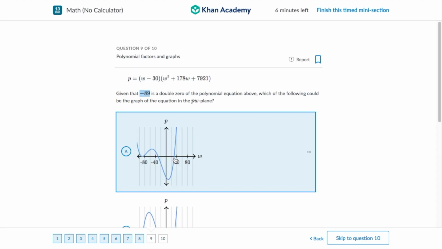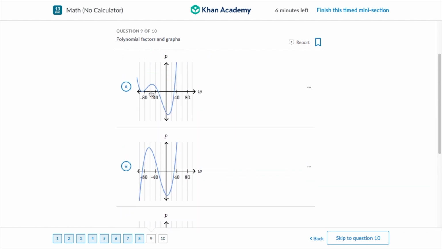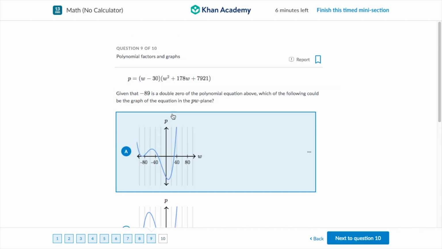So now we're on question 9 out of 10, we have to solve this. We're given that negative 89 is a double zero, so that represents this equation over here, basically. And we need to find which of the following can represent this. So let's look through our options. Could it be this? Well, there's a slight issue.